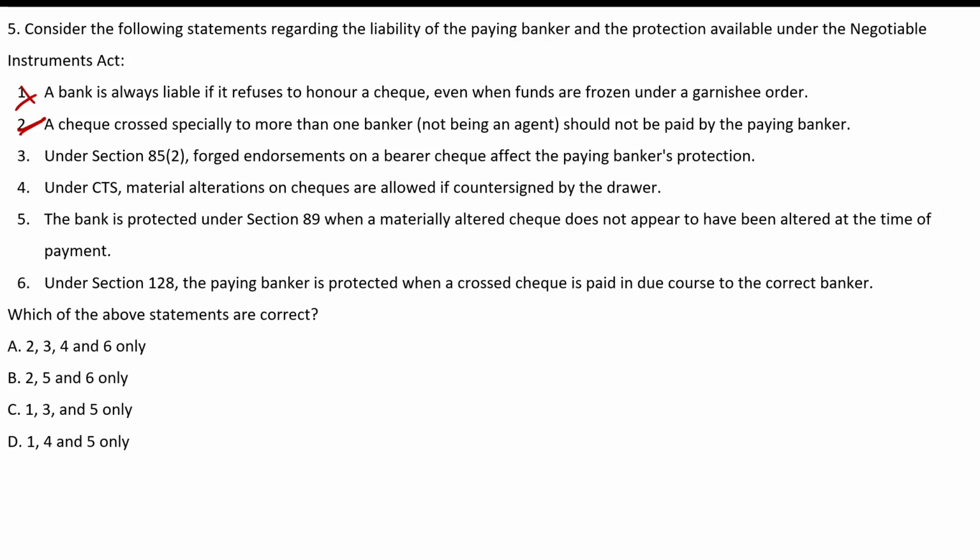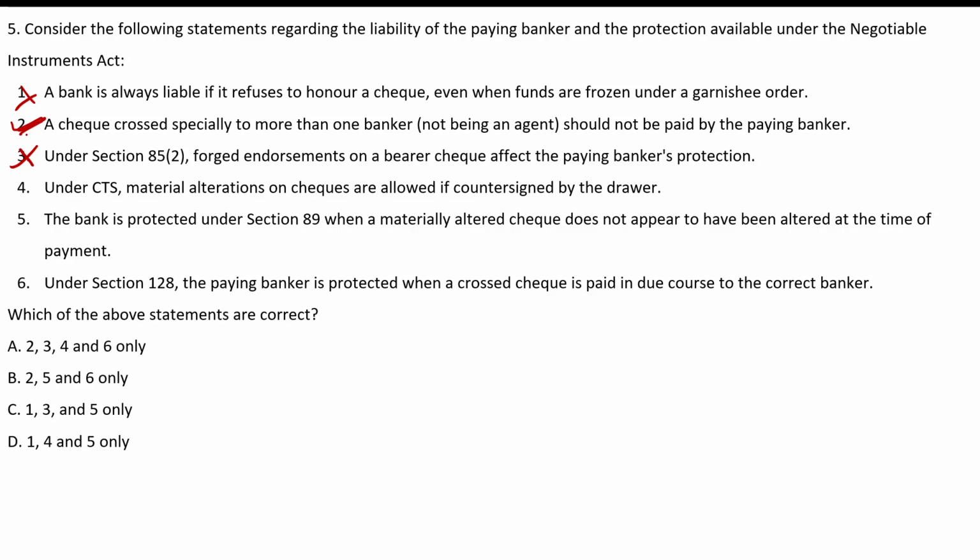A check crossed specially to more than one banker should not be paid by the paying banker. Yes, this statement is correct. Under Section 85(2), forged endorsement on a bearer check affects the paying banker's protection. Now this statement is incorrect. Why? Because forged endorsement on bearer checks does not affect the paying banker, since bearer checks can be transferred by mere delivery and hence it will not affect. So this statement is not correct.